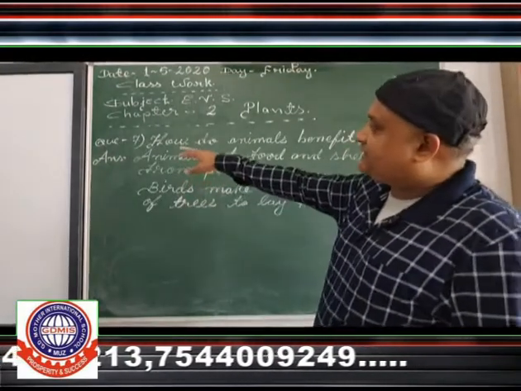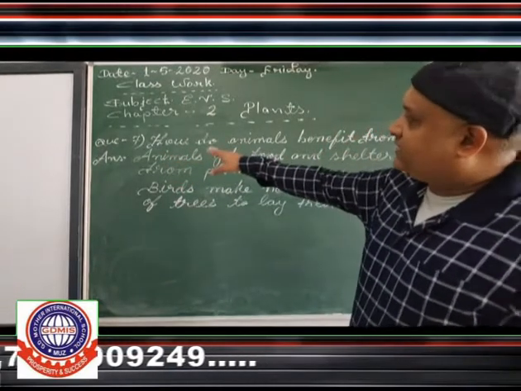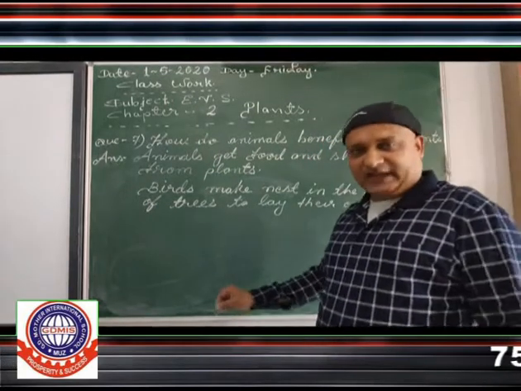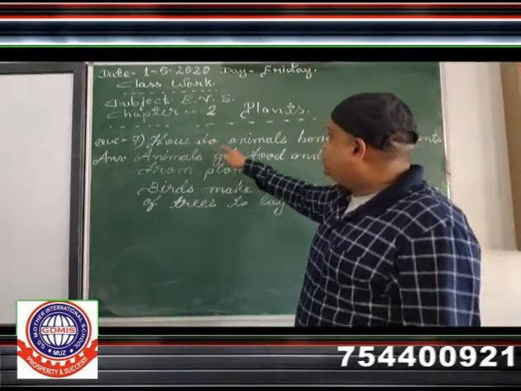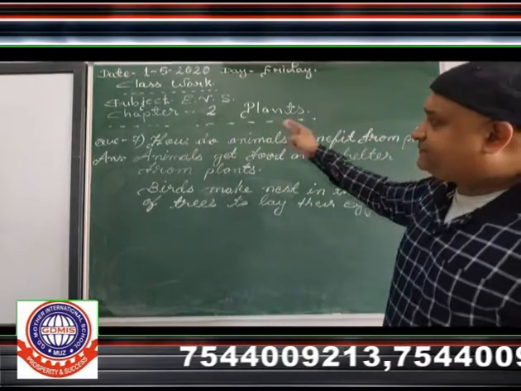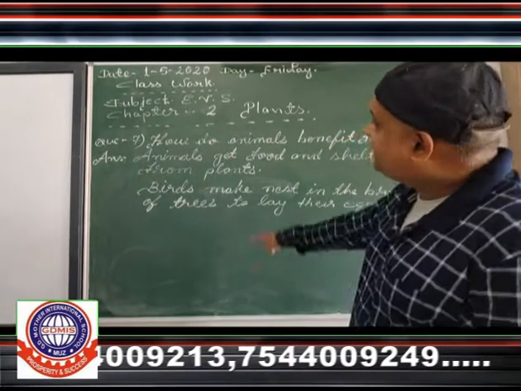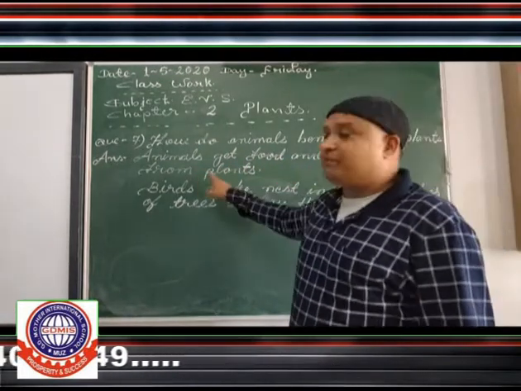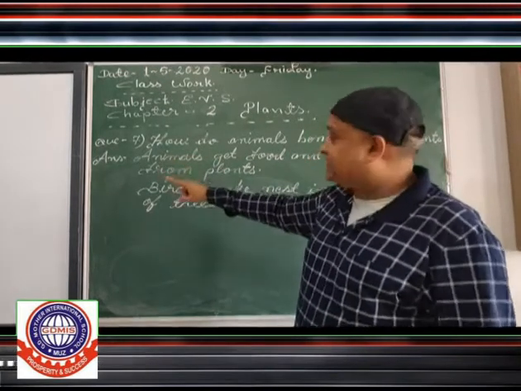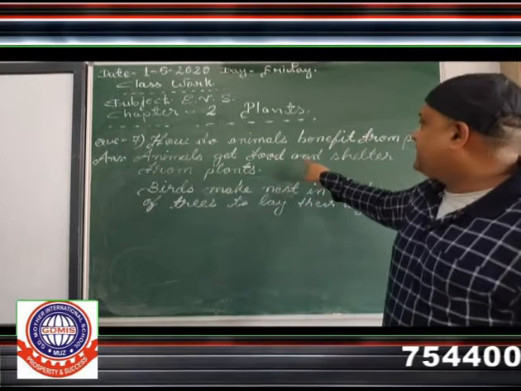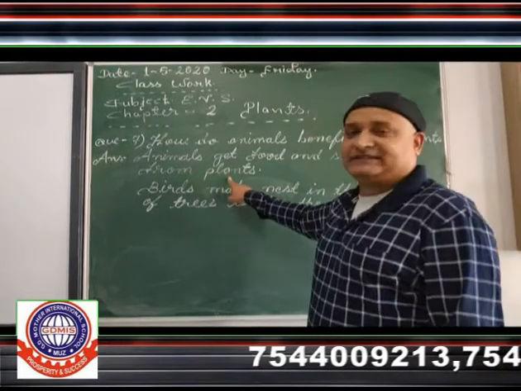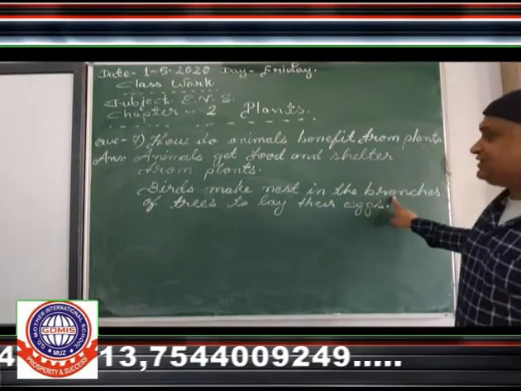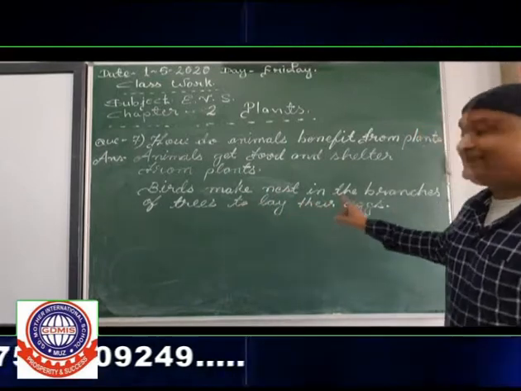Students, please see question number 7. Now, here the question is asking us, how do animals benefit from plants? Again, I am repeating my question to you. How do animals benefit from plants? Pay attention to the answer now. Animals get food and shelter from plants. Again, I am saying animals get food and shelter from plants. Birds make nests in the branches of trees to lay their eggs.